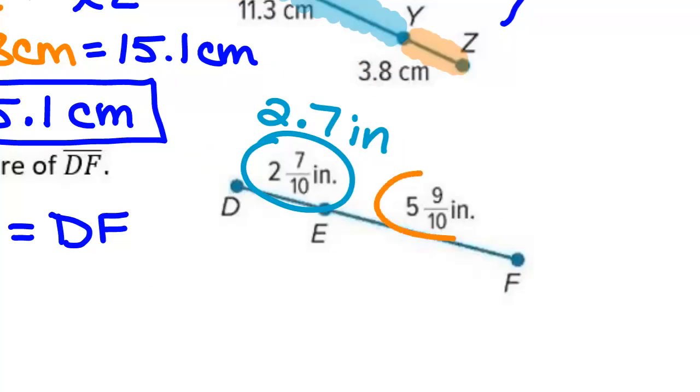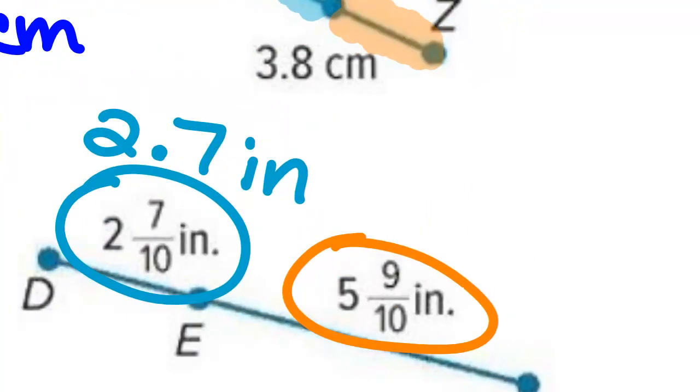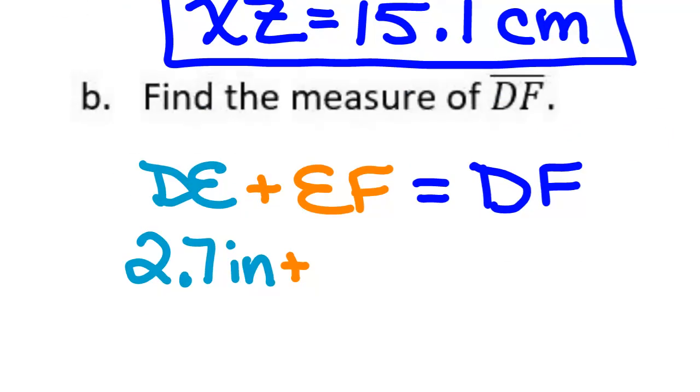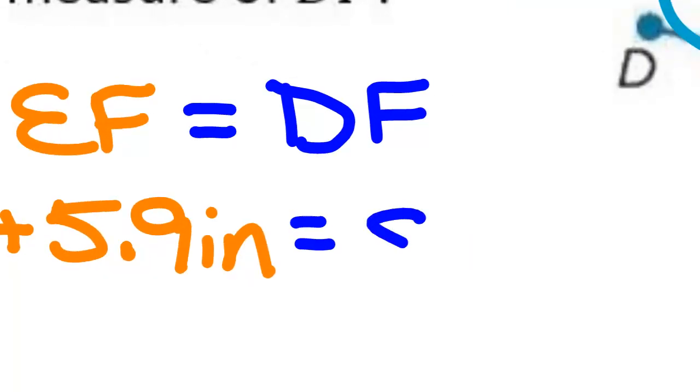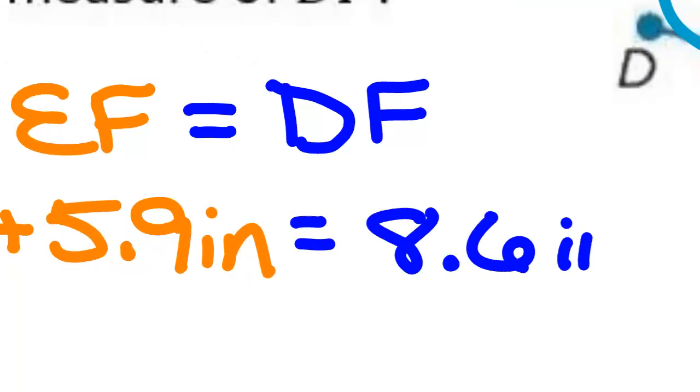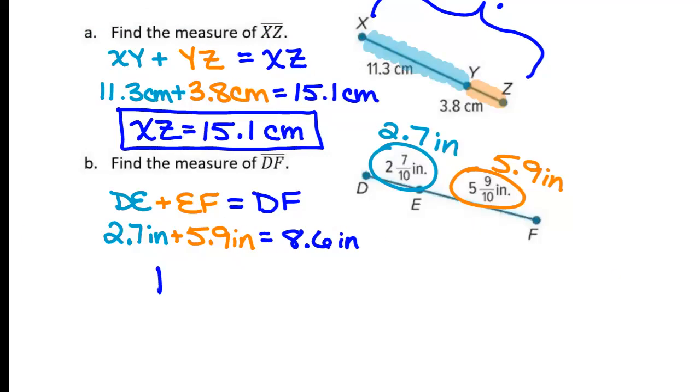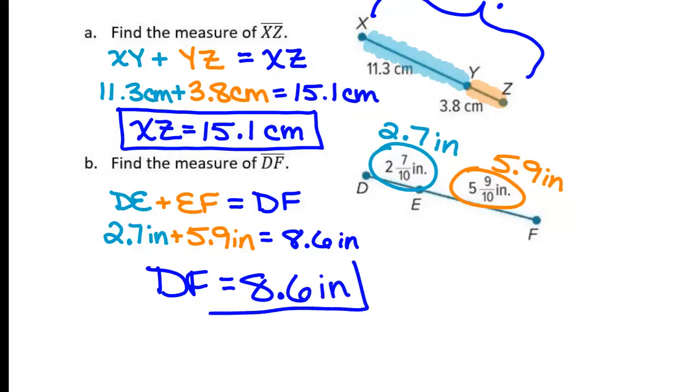Plus, segment EF would be what in decimal form? 5.9. 5.9 inches. All right, let's take those and add them together to figure out how big DF would be. 8.6, yes. 8.6 inches. So DF equals 8.6 inches.